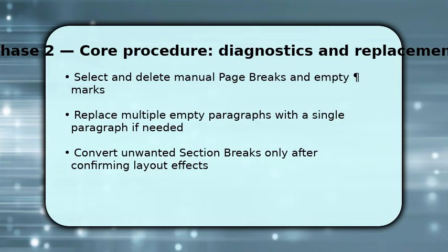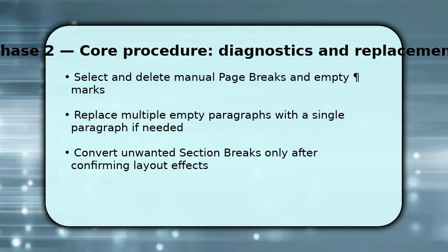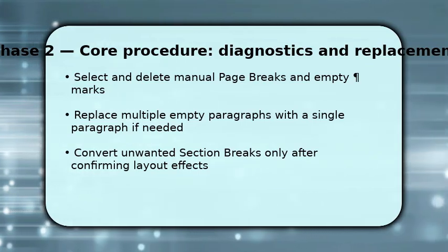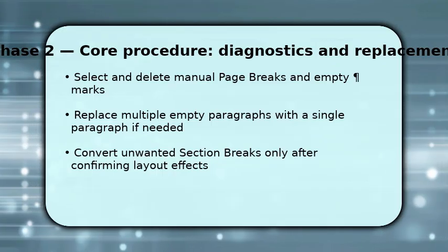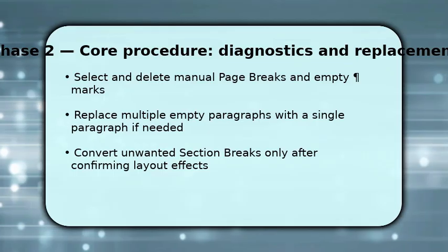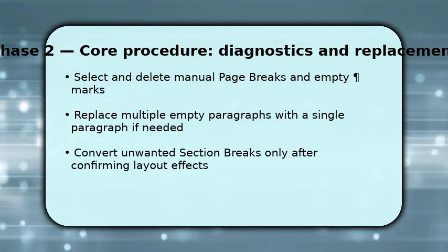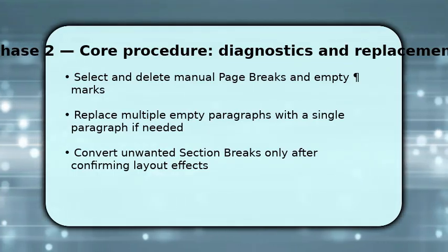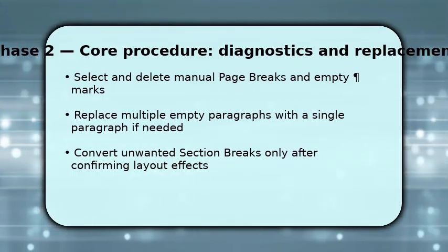For section breaks, be cautious. Removing a next page section can change headers, footers, or page orientation, so check the layout first. If you need to keep the section formatting, move content instead. Work iteratively, saving or using undo between changes, so you can revert if layout shifts.